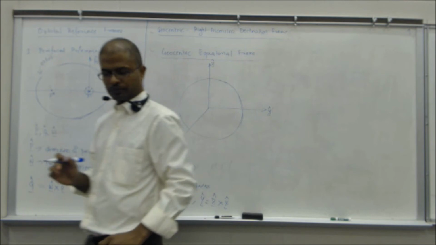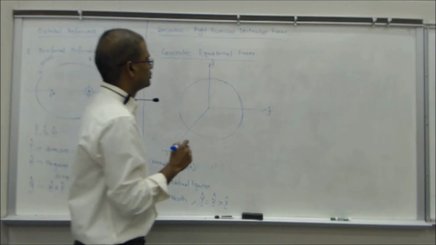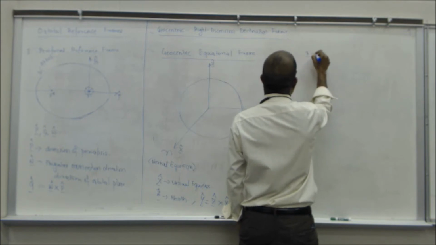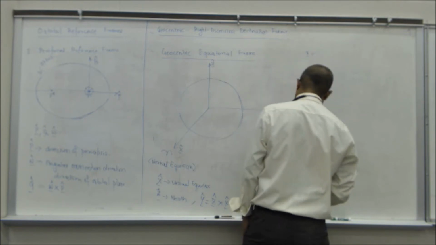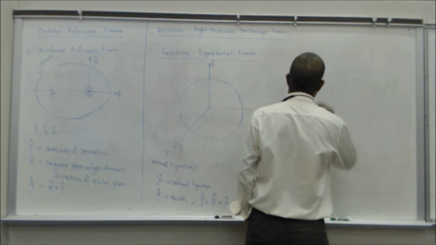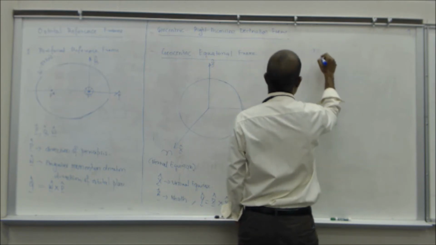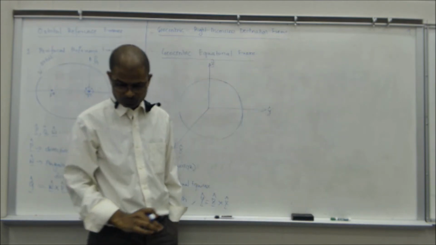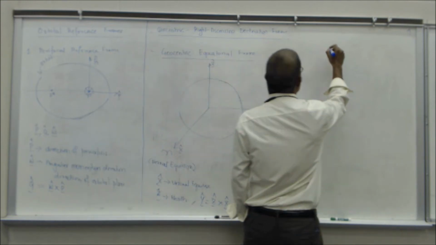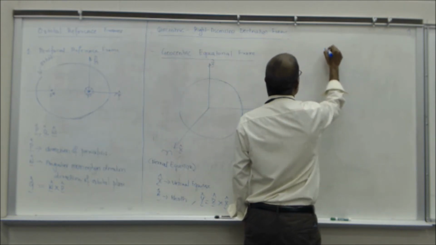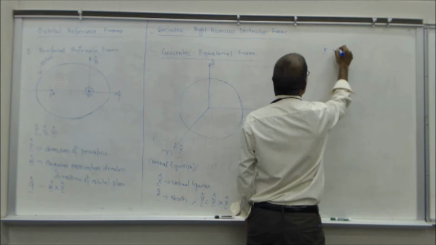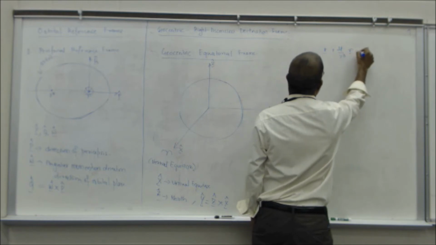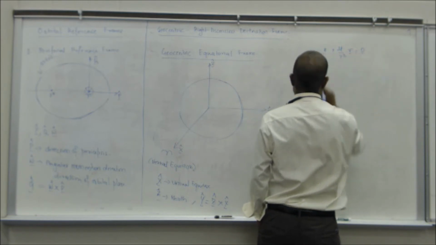Now, we defined R as what? Recall the two-body problem statement: R double dot plus mu over R cubed times R is equal to zero, right?